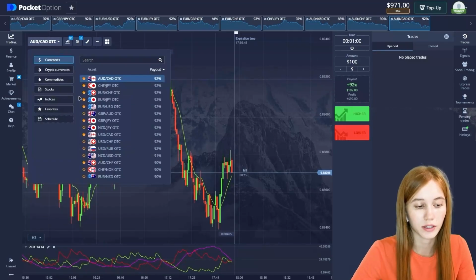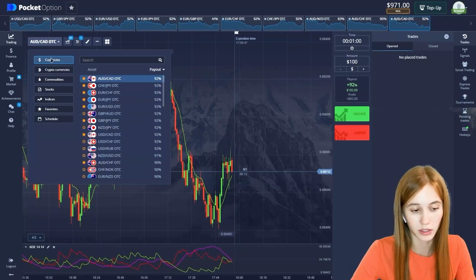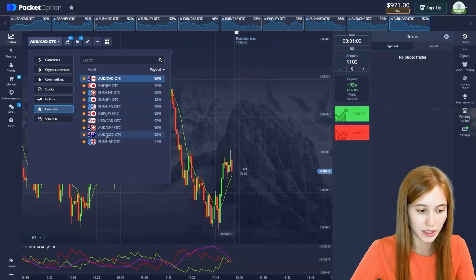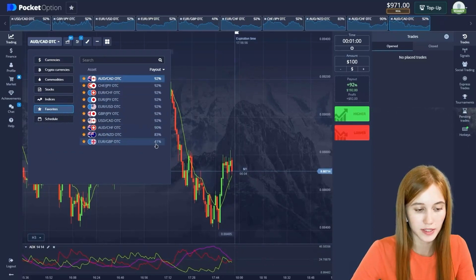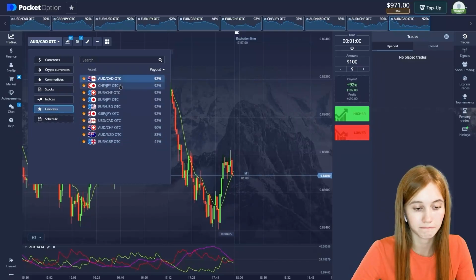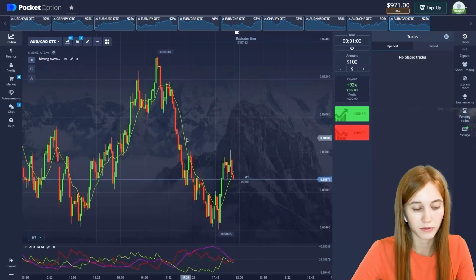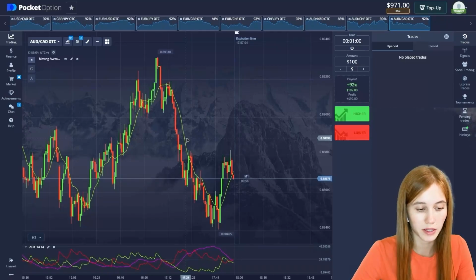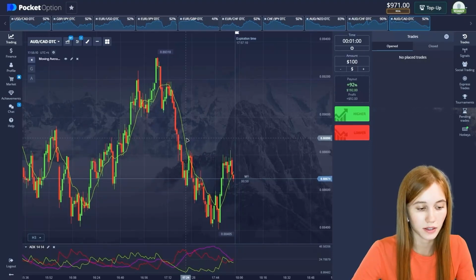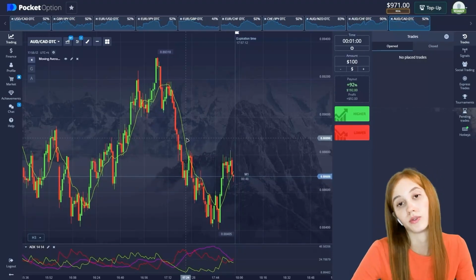Today we traded on currency pairs, and the percentage on the right indicates the amount of payments. We see that it happens that the payouts decline. They could have removed it, but that didn't stop us. These are the results for today, and I wish everyone good trading.